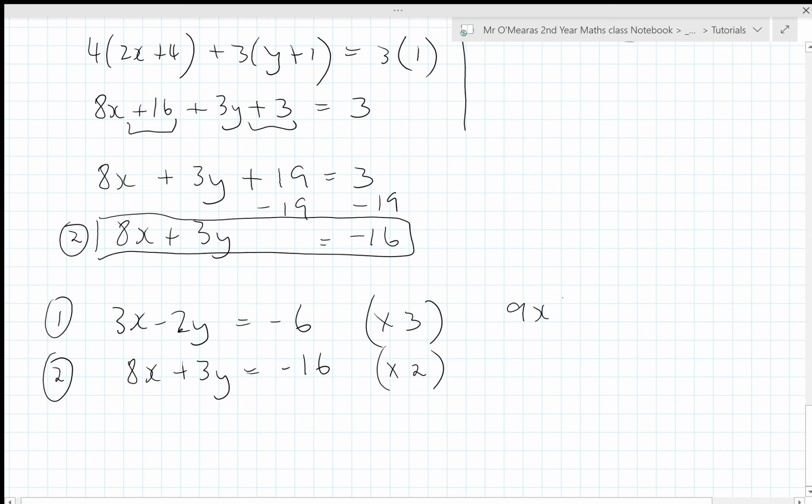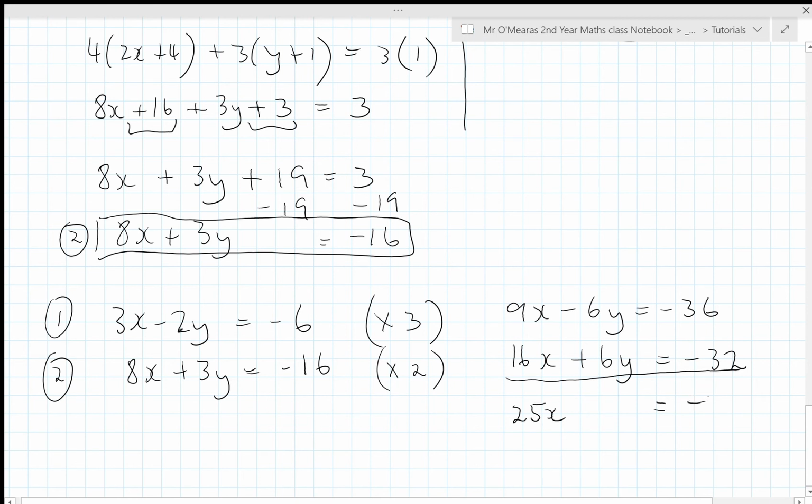We have 9x minus 6y equals minus 36. On the bottom line, we have 16x plus 6y equals minus 32. Okay, and we're going to treat this now like a sum. We're going to add these together. 25x minus 6y plus 6y is 0y, so we eliminate them. Minus 36 minus 32 is minus 68.